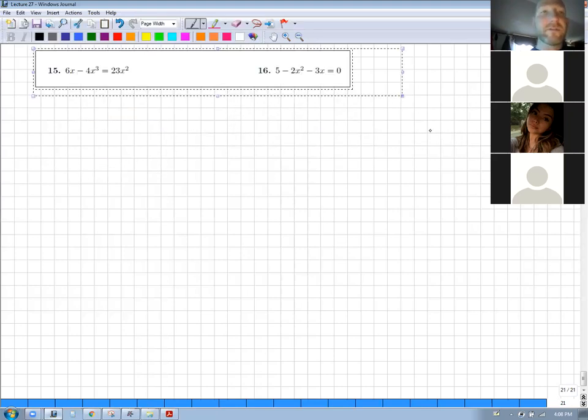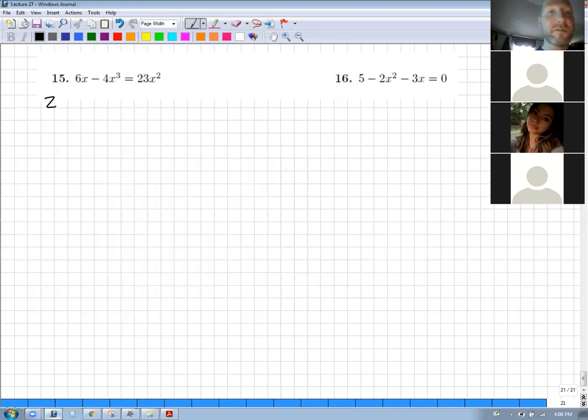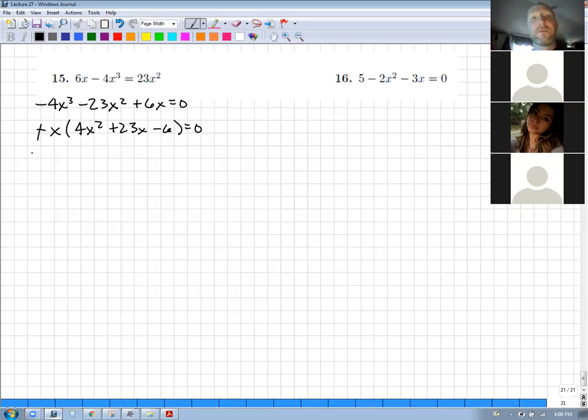All right, first things first, put them in standard form. Negative 4x cubed minus 23x squared plus 6x. Let's get rid of the minus and factor out the x. So if we factor out a negative x, that would give us 4x squared plus 23x minus 6. Multiply both sides by a minus. Boom. So we need to factor this guy on the inside.